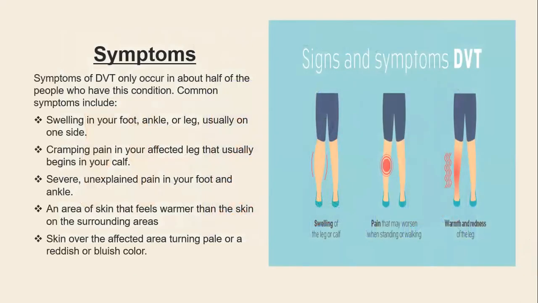Signs and symptoms of DVT. Symptoms of DVT only occur in about half of the people who have this condition. Common symptoms include swelling of the leg or calf, as we can clearly see in picture number 1, that the swelling may be in your foot, ankle, or leg, usually on one side. Cramping pain in your affected leg that usually begins in your calf, severe unexplained pain in your foot and ankle that may worsen when standing or walking.